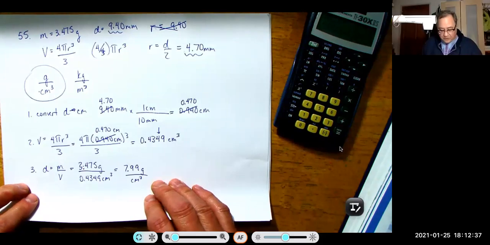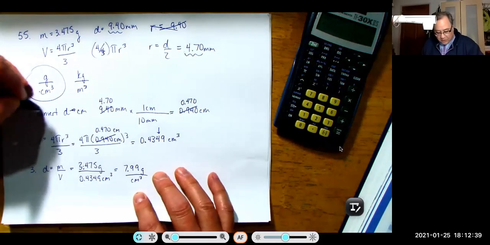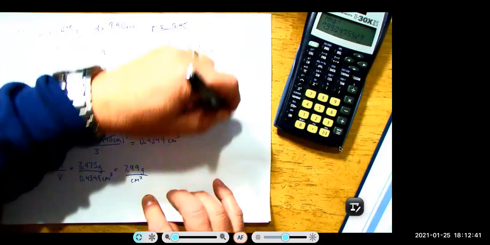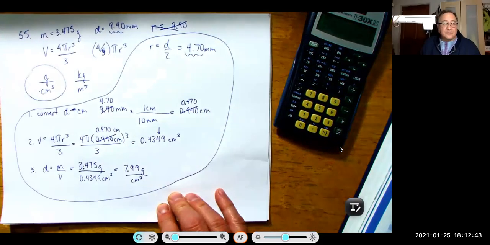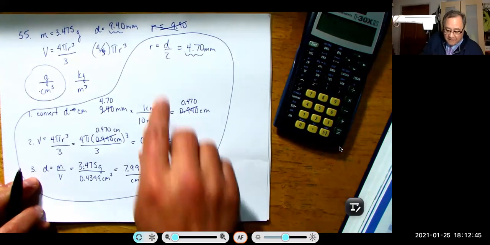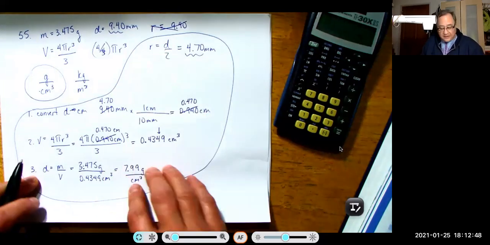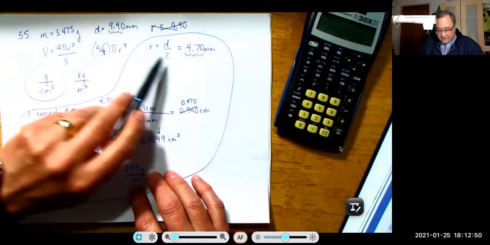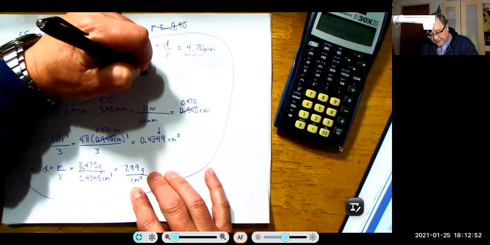All right. So this is the kind of stuff you should show on your exam for something like that. You should show having the radius. Don't do it in your head. Make sure you're following the significant figures. And actually, I would rather see this.